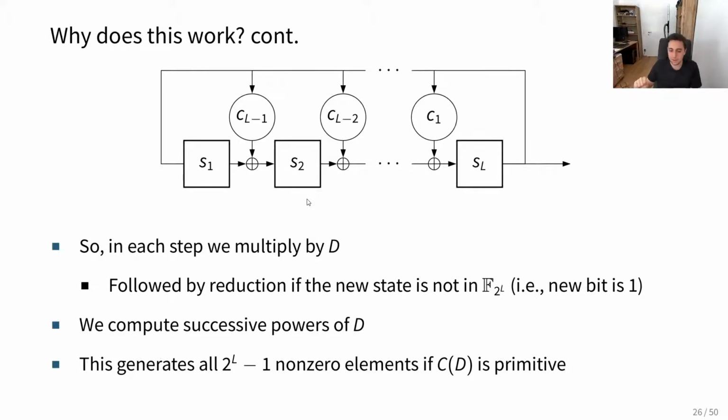And now it makes sense that if the connection polynomial is primitive, it can generate those successive powers, and indeed all the 2 to the power of L minus 1 non-zero elements are generated. So that's the connection between this representation, the connection polynomial, and the possibility to generate all 2 to the power of L minus 1 different elements which are possible. And of course, if this state is 0, then I can only generate zeros. So I also need to start with some non-zero state.